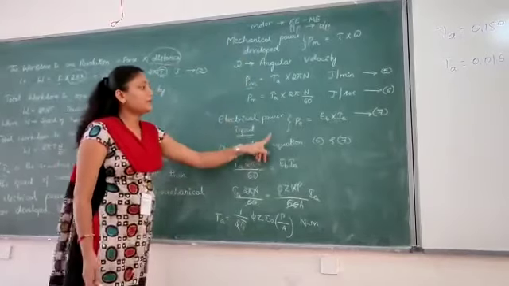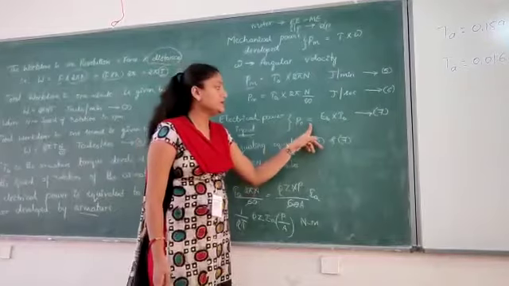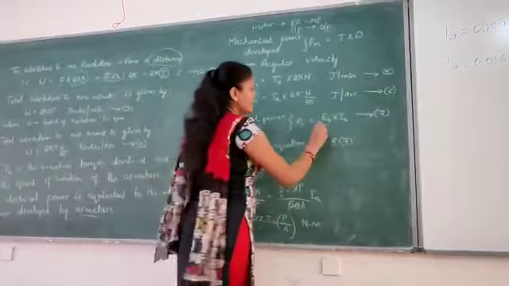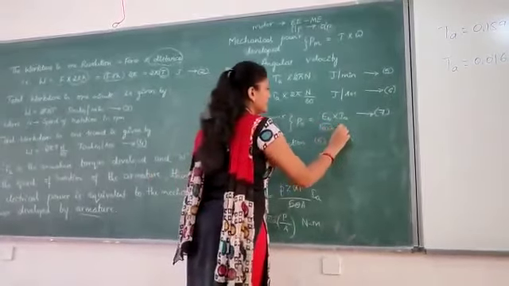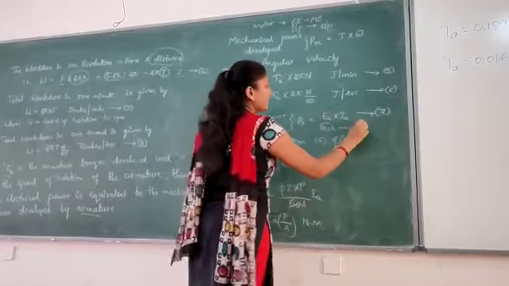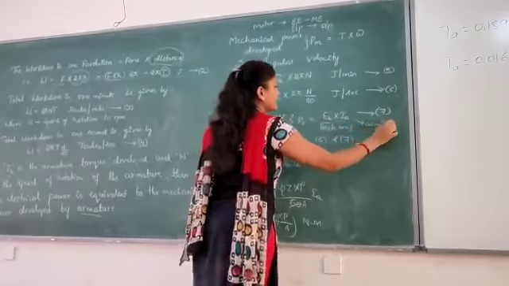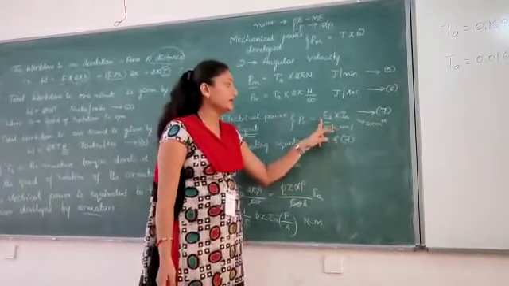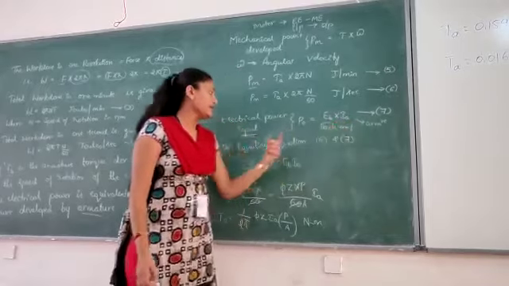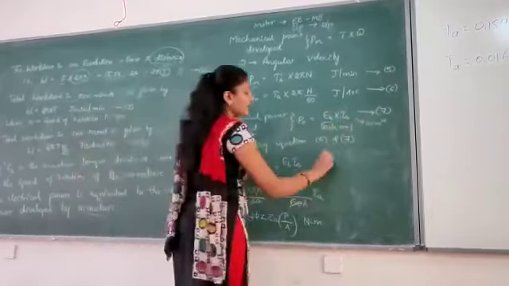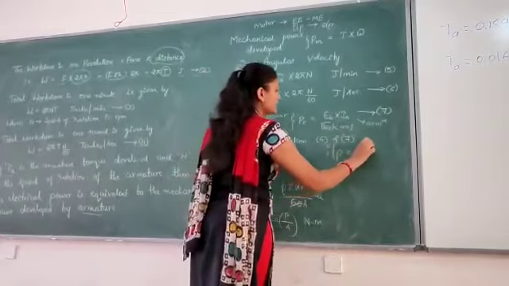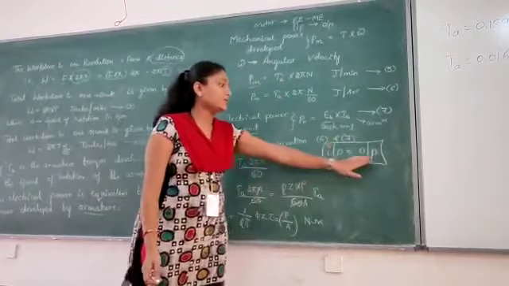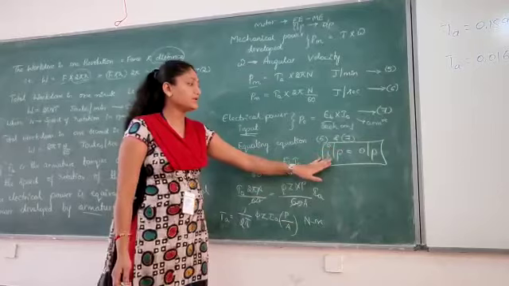We know that the input is electrical power and the output is mechanical power developed. Therefore, the electrical power input, represented by the symbol P, is equal to EB into IA, where EB is the back EMF of a DC motor and IA is the total armature current. We also know that the output obtained should always be equal to the input given to the system.